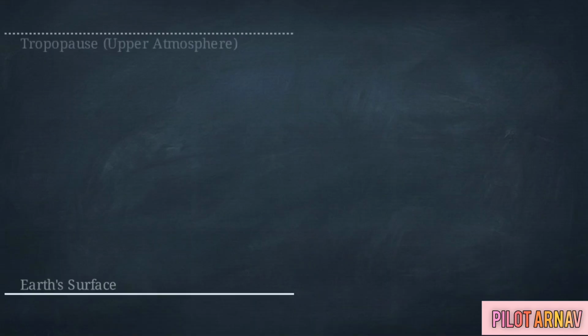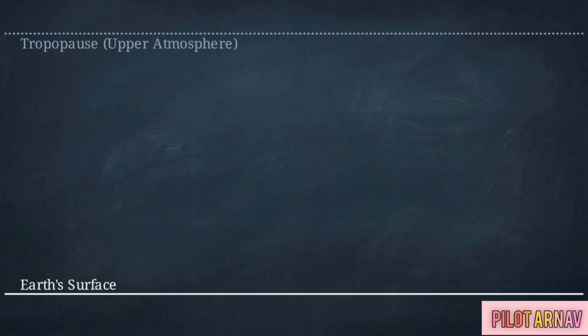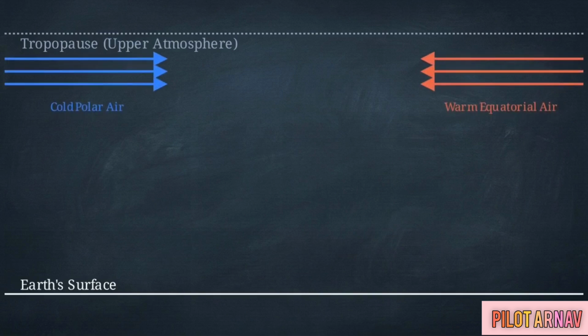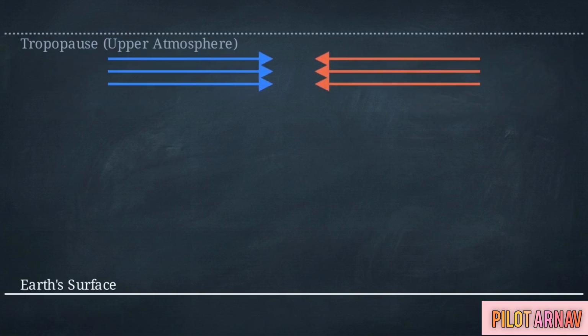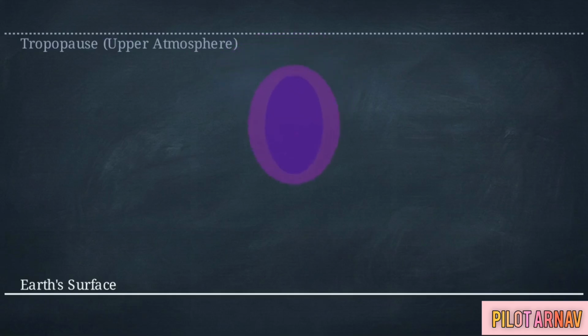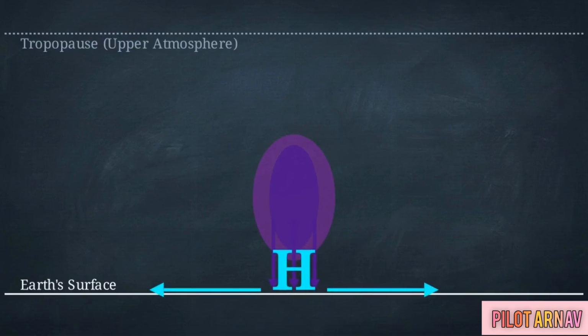Pulling up a vertical cross-section of the troposphere here, the mechanics become visible. Dense polar air meets warm equatorial air, colliding high in the upper atmosphere. This convergence leaves the mass nowhere to go but down, forcefully creating a dense high-pressure zone.